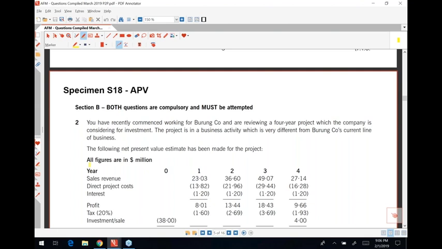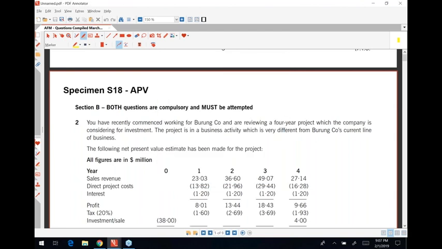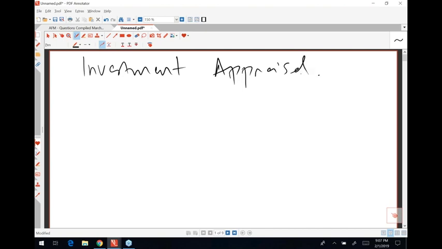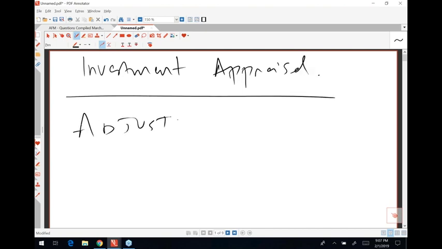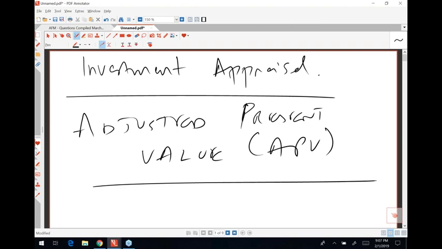Now, before I move on to this Burun Company, I'm going to discuss the concept of adjusted present value. Let's start discussing the concept of this adjusted present value. I'm going to give a brief background of what the adjusted present value is all about, and then we shall start attempting the question Burun Company.